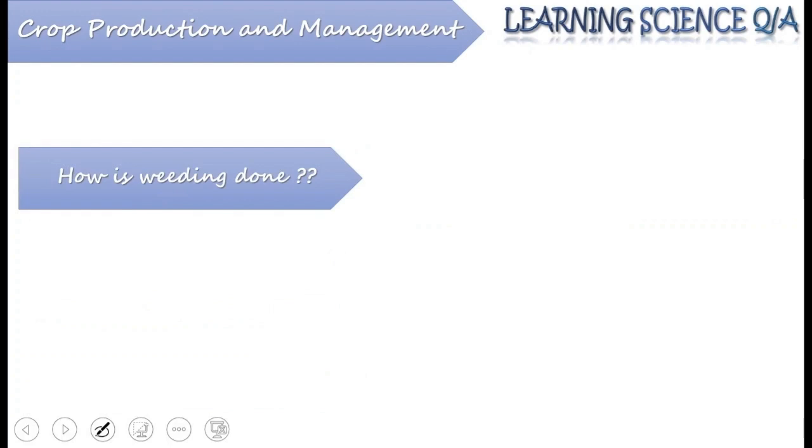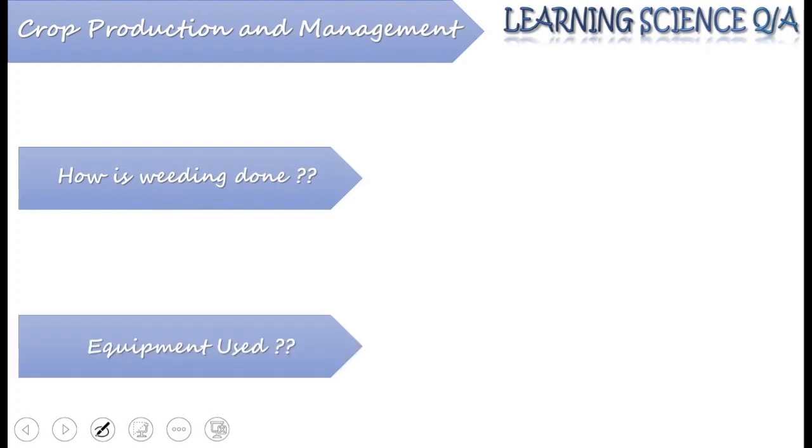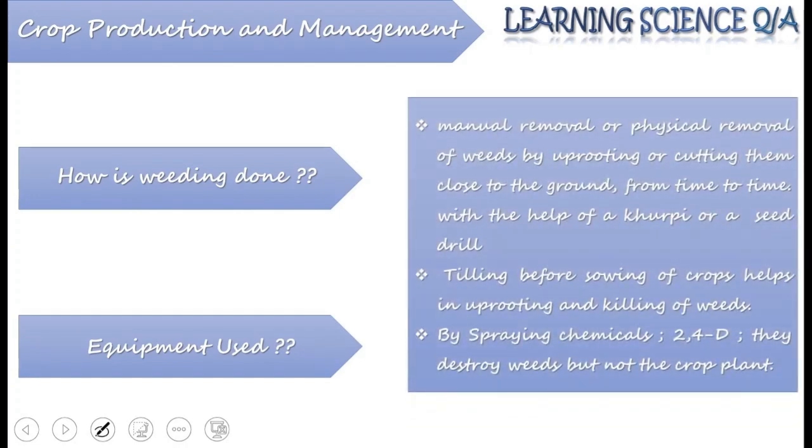Now coming to how is weeding done? What are the popular methods of weeding? Along with what equipment can be used? So, weeding can be done manually. This is the easiest or the simplest way if the field size is small. It can be manually taken out from the field, also known as the physical removal of the weeds. So the physical removal involves the uprooting of the weed, that means taking it out from the soil or cutting it down very close to the ground.